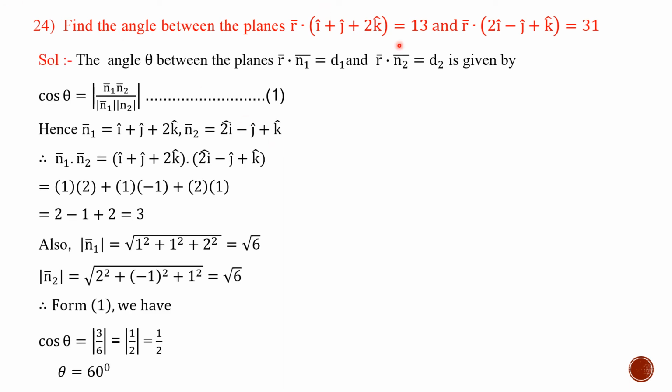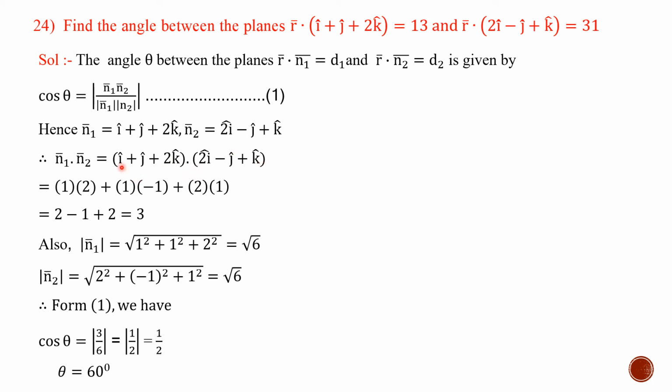Solution. The angle θ between the planes r̄·n̄1 = d1 and r̄·n̄2 = d2 is given by cos θ = |n̄1·n̄2| / (|n̄1||n̄2|), denoted by equation 1. Hence, the normal of the first plane is n̄1 = i + j + 2k. The normal of the second plane is n̄2 = 2i − j + k. We have to find n̄1·n̄2, that is (i + j + 2k)·(2i − j + k).